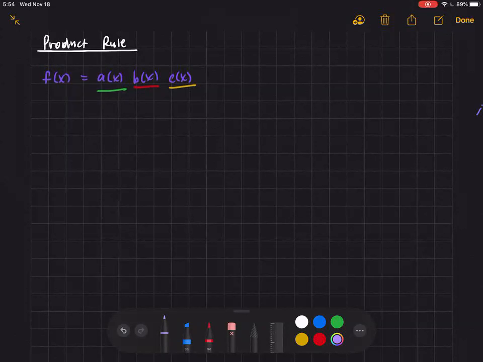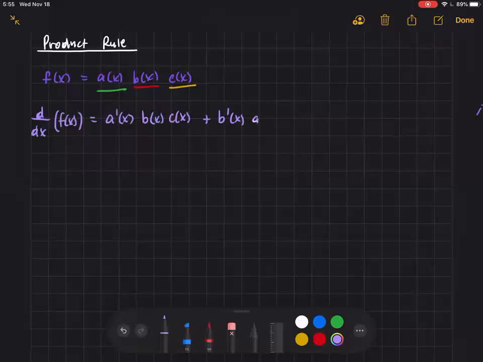The derivative of f, which is going to be d dx with respect to x, that means I change x. I'm trying to figure out how much f is changing because the derivative gives me the rate of change of f with respect to x. It is going to equal the derivative of a times b times c, where b and c are the original functions, and I've only taken the derivative of a, plus the derivative of b times a times c, where a and c are the same, and then the derivative of c, where a and b are the same.